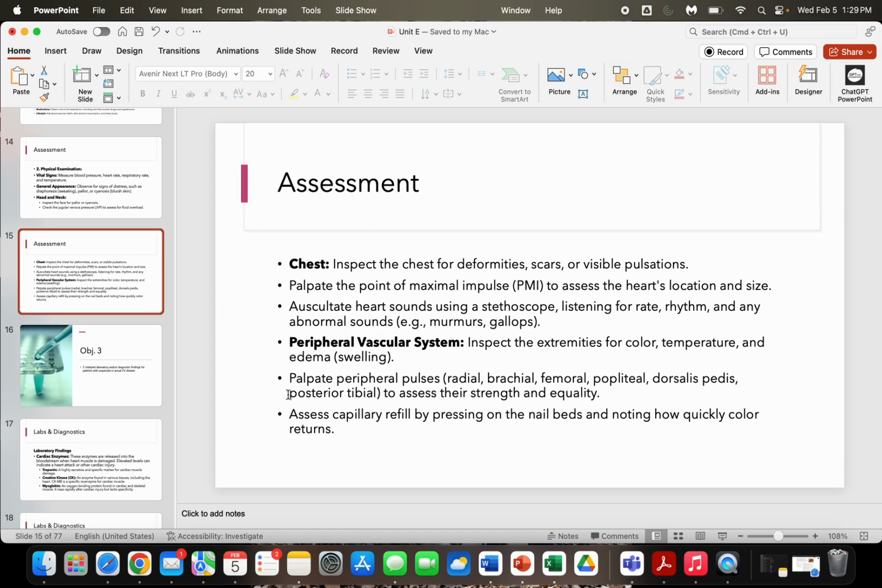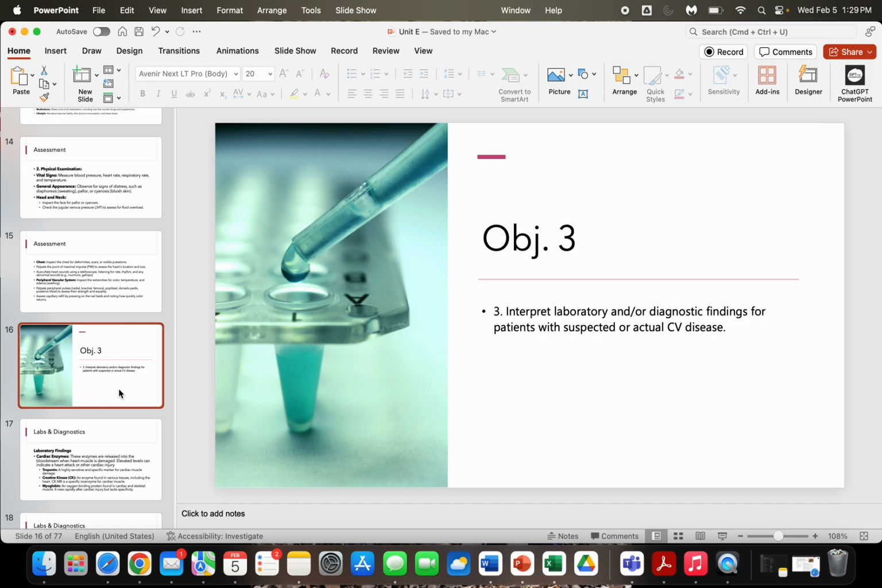And then our peripheral vascular system. Super important for the cardiovascular assessment, right? We're checking for those peripheral pulses. We're checking all of our extremities to make sure that blood is flowing throughout the body. If we're noting weak peripheral pulses, poor capillary refill, that's usually a sign that we're not getting good perfusion because our cardiovascular system is compromised, okay?